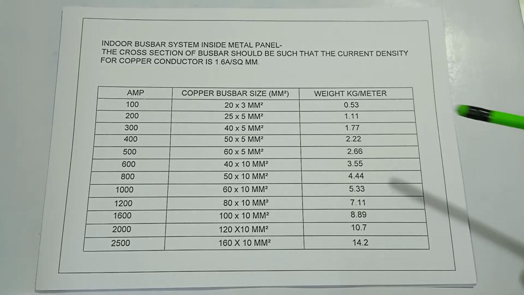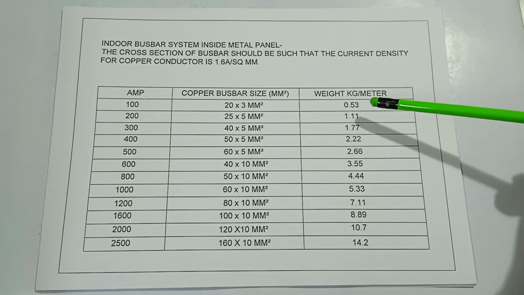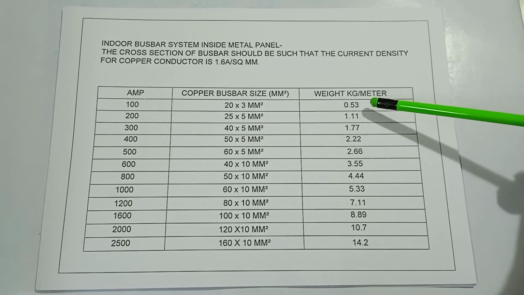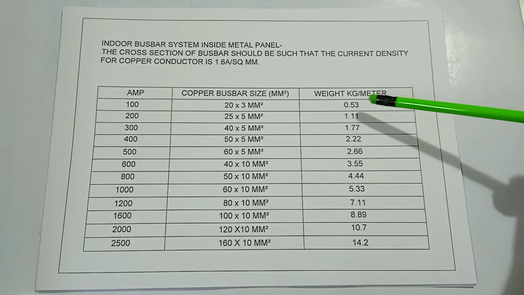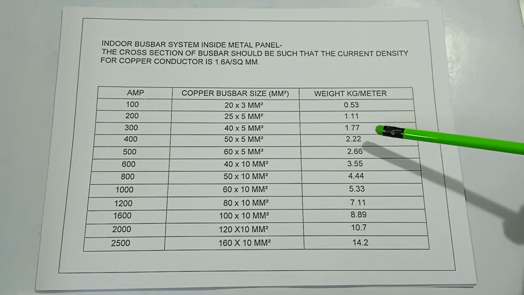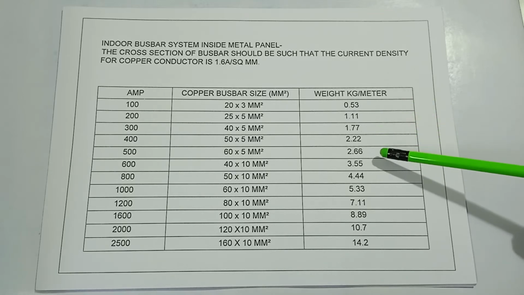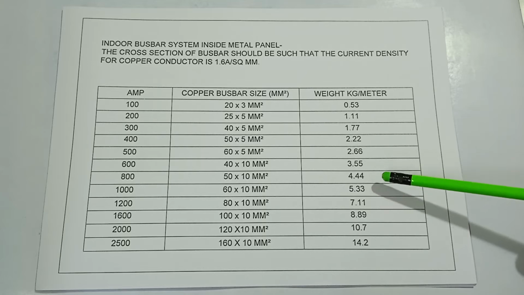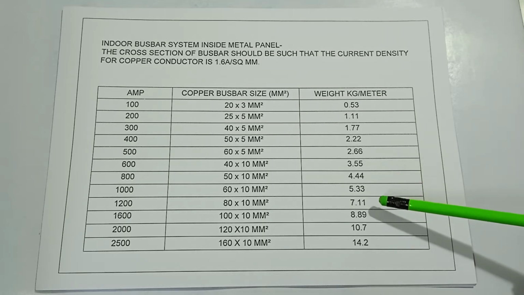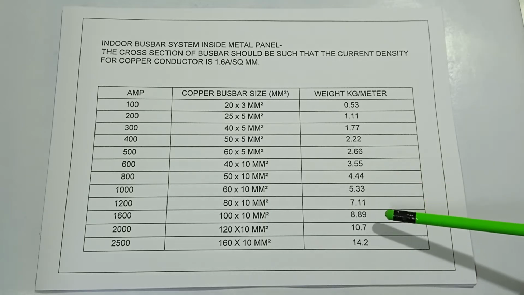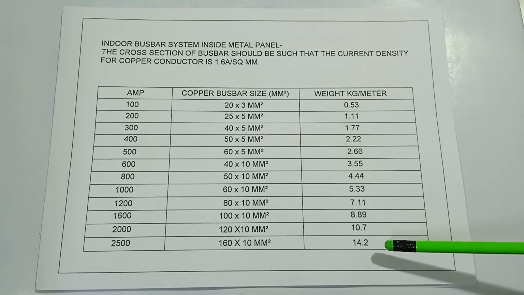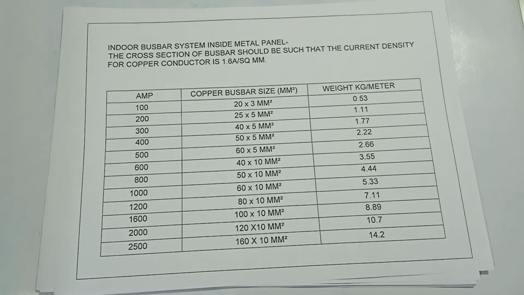The weight of the copper busbar is 0.53 kg per meter, 1.11, 1.77, 2.22, 2.66, 3.55, 4.44, 5.33, 7.11, 8.89, 10.7, 14.2. Okay, next.